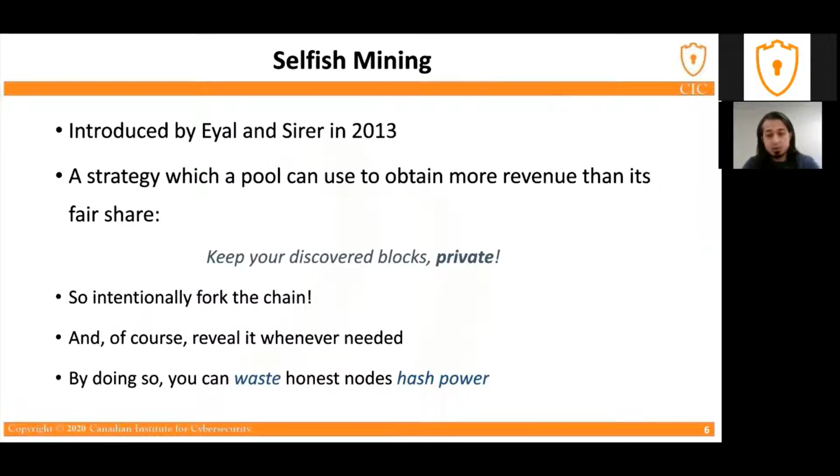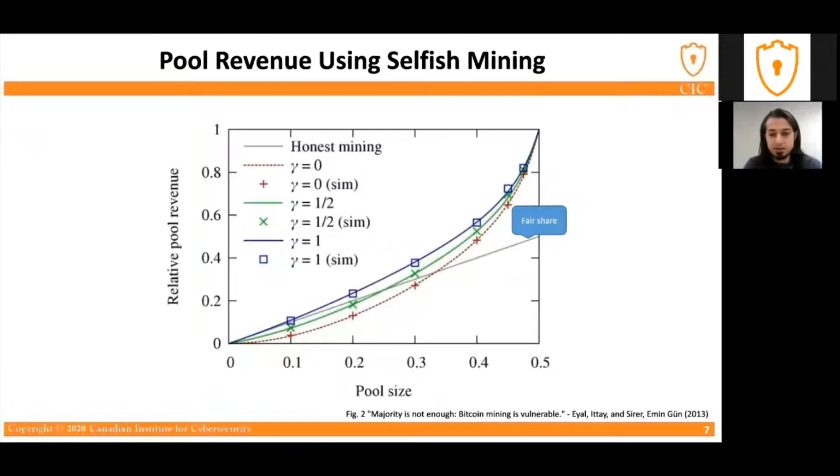In their paper, Eyal and Sirer analyzed this selfish mining behavior and came up with this figure that you can see. As you can see, this gray line shows the fair share. It means if, as I mentioned earlier, one miner has 20% or 0.2 of the total hash power of the network, it should get 0.2 of the relative revenue of the network, or the number of blocks that it generated should be 0.2.